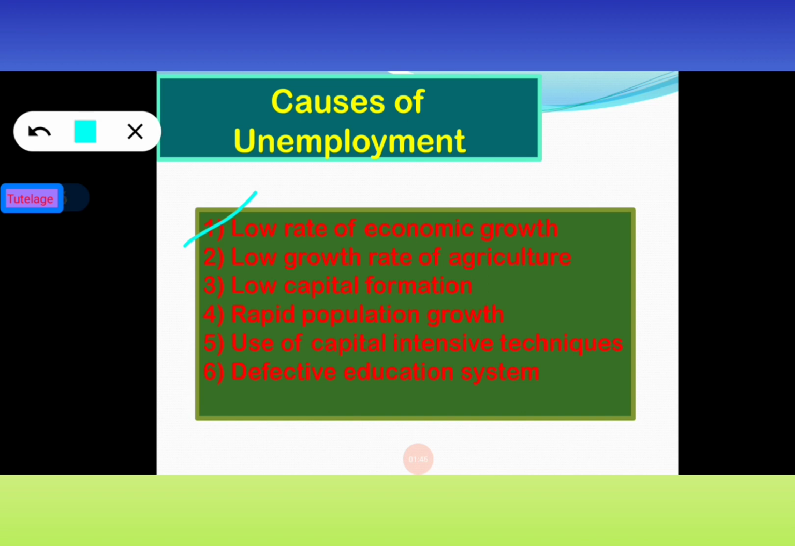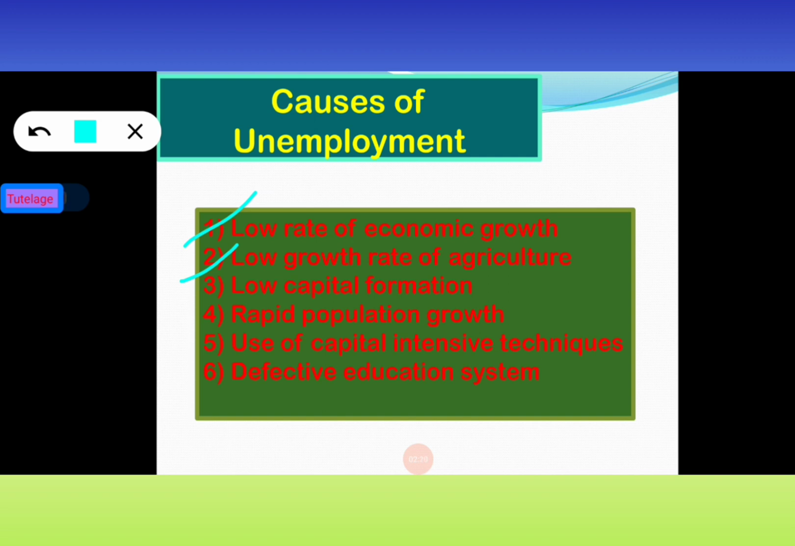The employment generation capacity of the economic growth has been limited due to the use of capital intensive techniques in the non-agricultural sector. I think that point is clear. One of the most important causes of unemployment is low rate of economic growth, because low rate of economic growth indicates a decrease in the number of job creation. Now move on to the next point, that is low growth rate of agriculture.